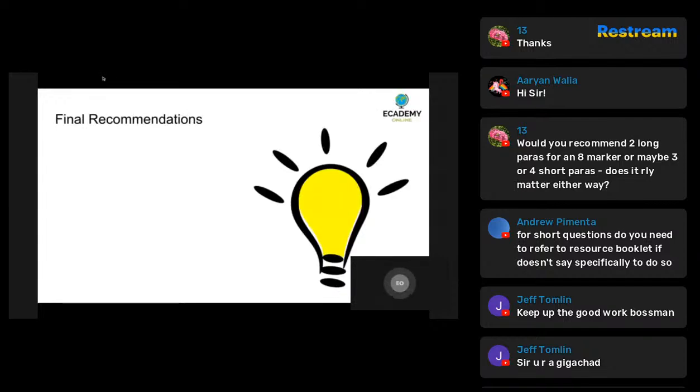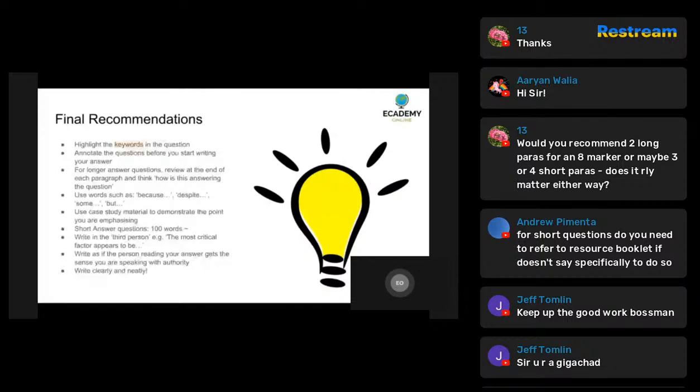Final recommendations. If I haven't really emphasized the key points, always highlight the keywords and use the keywords in your question. Annotate the questions before you start answering the questions. For longer answer questions, review at the end of each paragraph and think, how is this answering the question? Okay. And if it's not, then you need to rewrite that final sentence. Use words such as because, despite, some, but, etc. Use case study material to demonstrate the point that you're emphasizing.